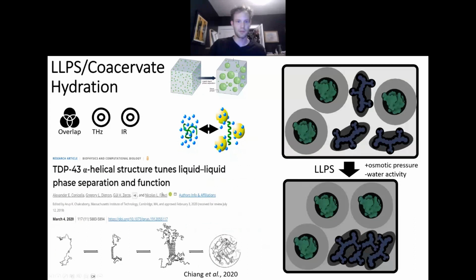This is also seen for TDP43. So the Fawzi group looked at TDP43 alpha helical, and they have this paper, TDP43 alpha helical structure tunes liquid-liquid phase separation and function. And what they find is that the low complexity domain of TDP43, which is a protein that forms amyloid fibers in ALS in some cases, has this reversible alpha helix in it, and they find that in the phase separated droplet, the alpha helix is formed. And I think, again, this is another mirror of this idea that in the higher osmotic pressure or the lower water activity environment of the granule, you favor this alpha helix that's formed.